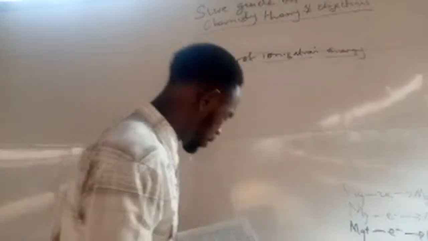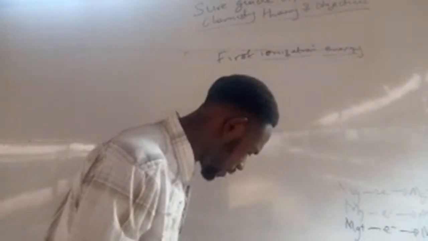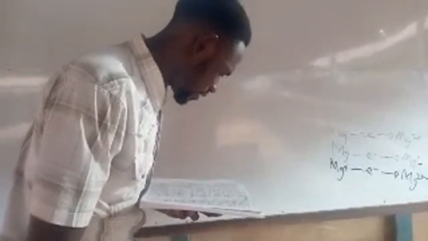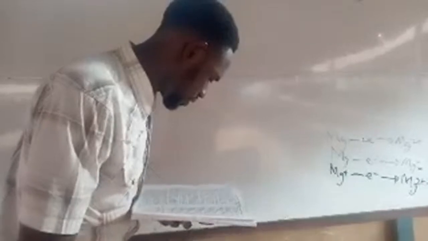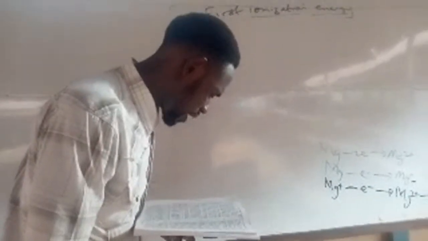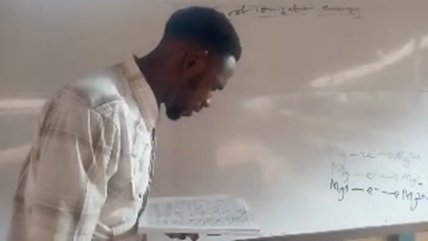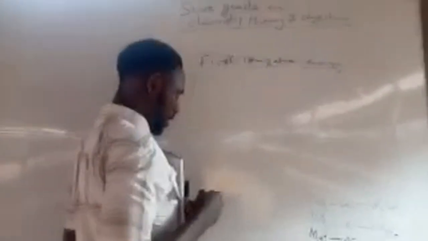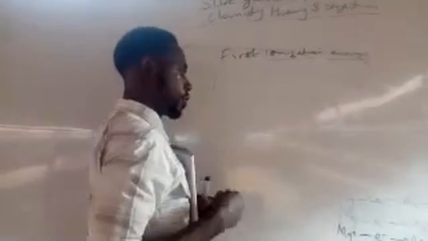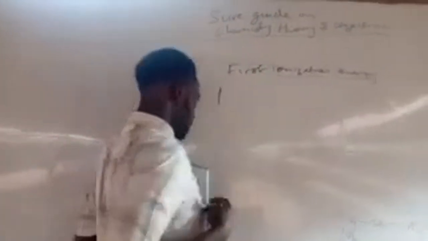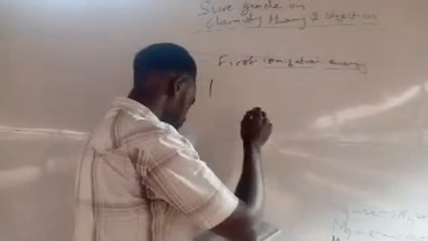The next question says, consider the following pairs of elements. I is fluorine and chlorine. They gave us this. Remember, please, this is a guide. It's nowhere connected to any form of malpractice.